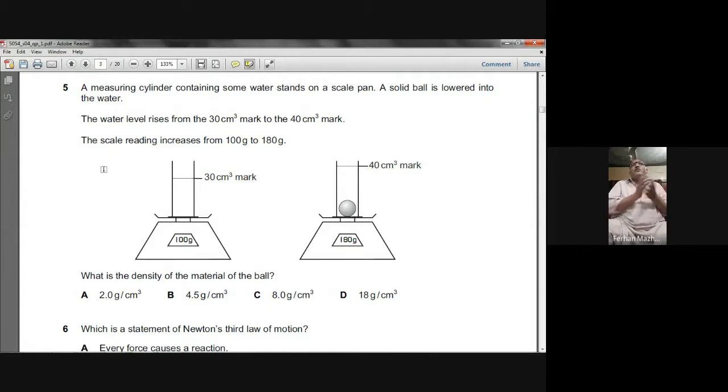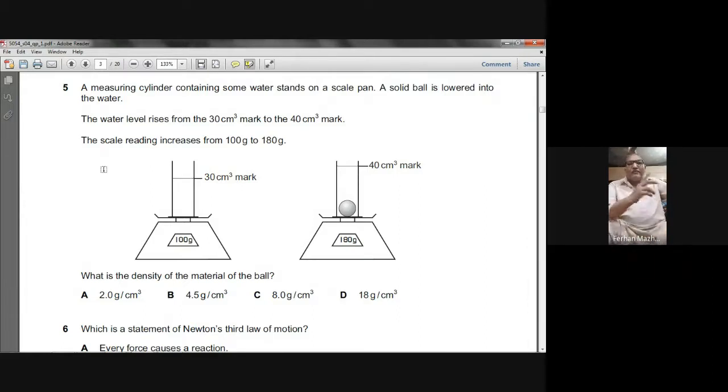So you see, when the cylinder is filled with water, its mass is 100 gram and the volume of the water is 30 centimeter cube. So when you lower the ball into that cylinder, the volume of the water becomes 40 centimeter cube and the mass of the whole thing becomes 180 gram.